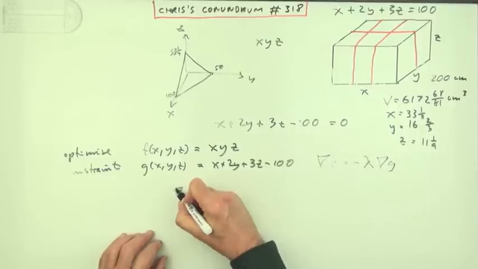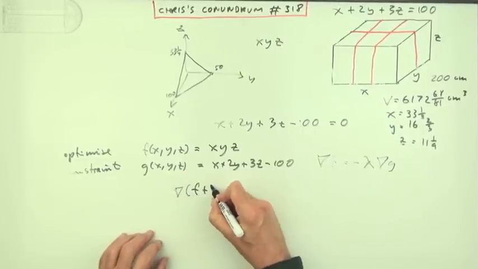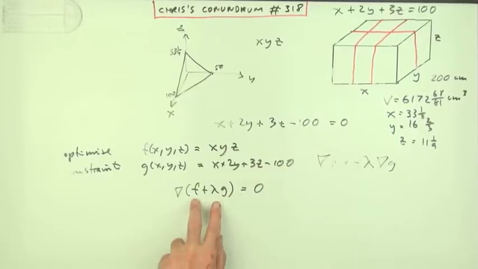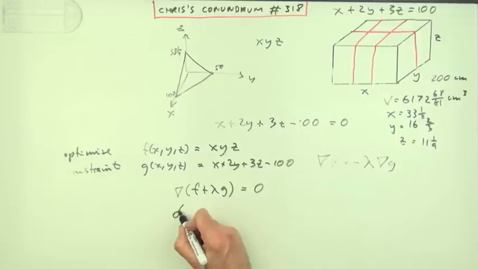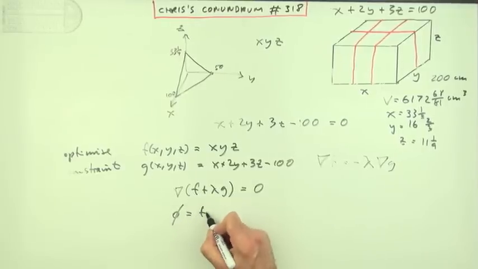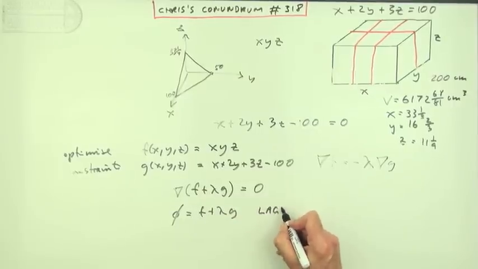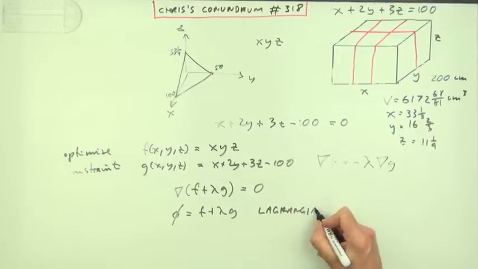Putting them together, the grad of f plus lambda g should equal 0. Now, this new function is called the Lagrangian. The function phi equal to f plus lambda g, or whatever you call them, is called the Lagrangian. And that's called the Lagrange multiplier. But you're not really interested in that.